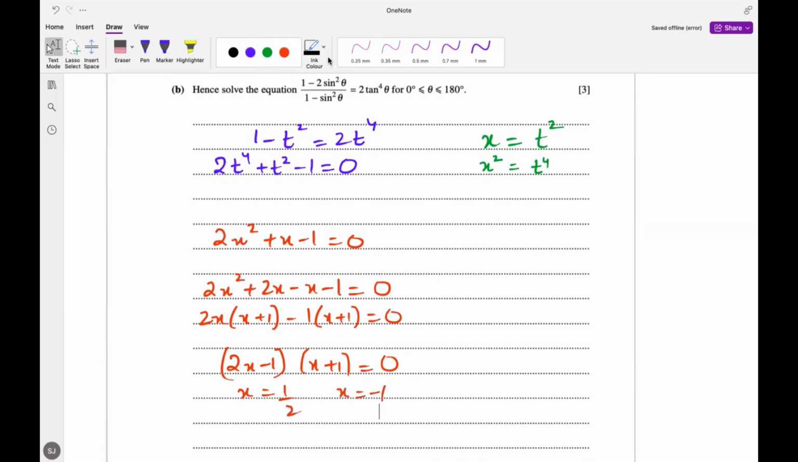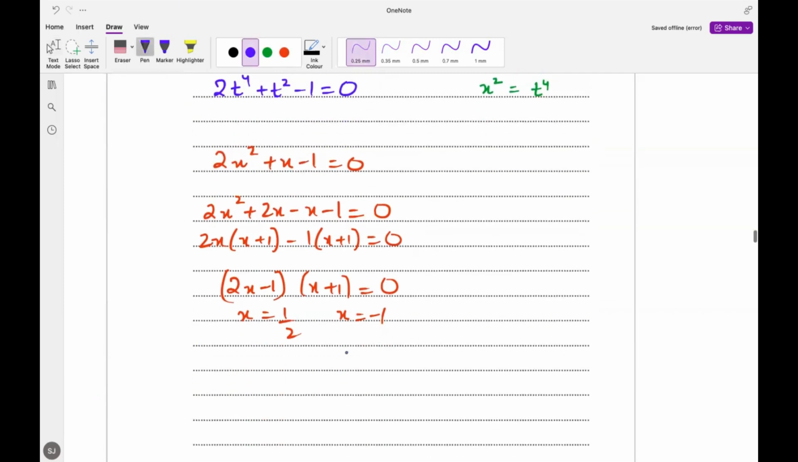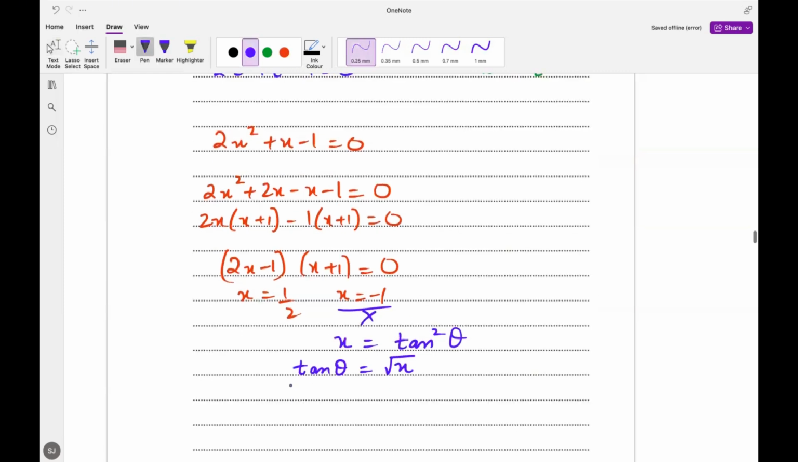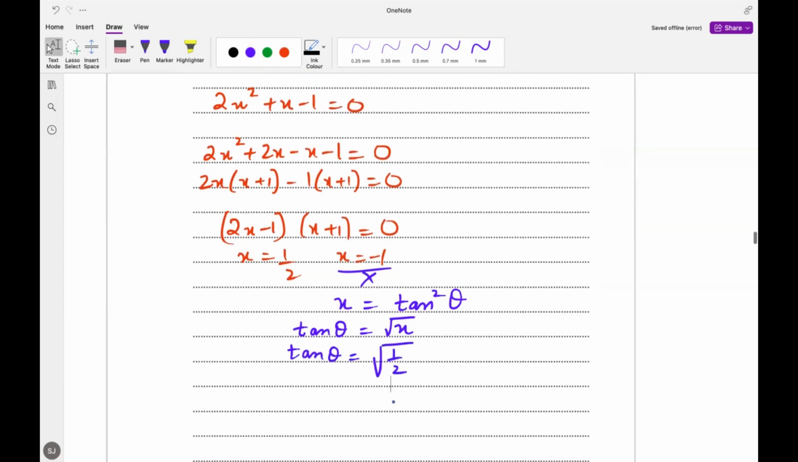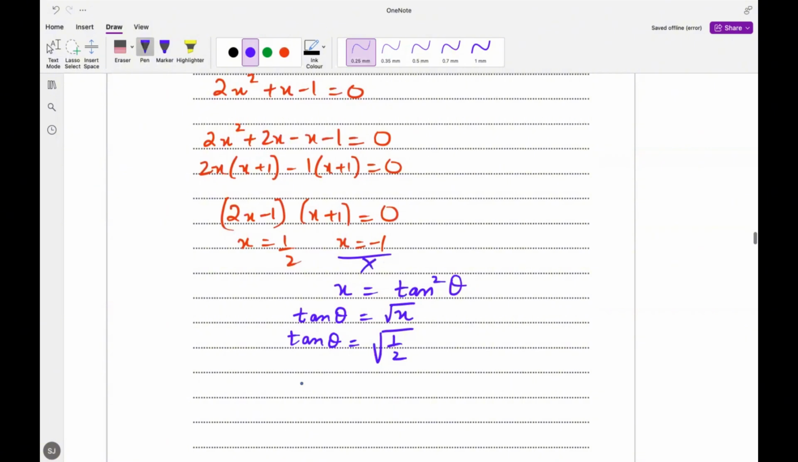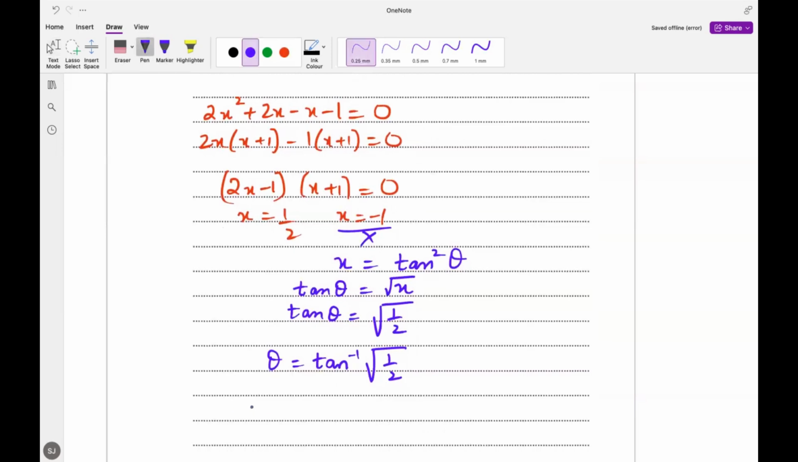Now the substitution was x equals tan squared theta, so tan theta will be equal to the square root of x. As we cannot take a square root of a negative number, this value will not be taken. Now taking tan theta equal to square root of 1 upon 2, theta will be equal to tan inverse of square root of 1 upon 2. In the calculator, we'll get the basic angle as 35.3 degrees.